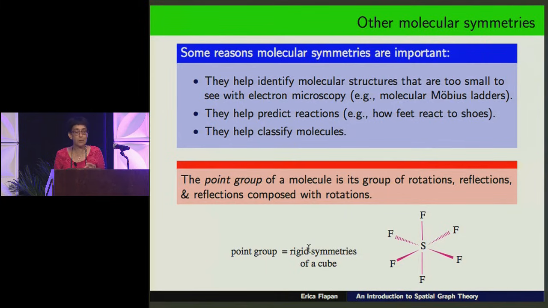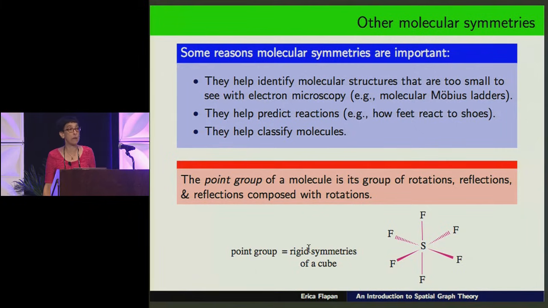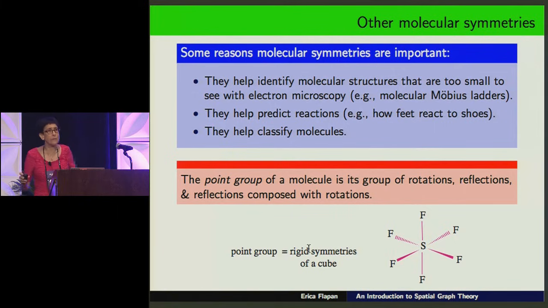They also help us predict reactions. And the way to think about this is think about your foot. So a right foot is a chiral object, just like your hands are. I could have thought of a hand, but I thought of a foot. Okay, so I have a right foot, it's a chiral object. I have a right shoe, it's a chiral object. The right foot and the right shoe react differently than a right foot and a left shoe. Right, the right foot is not going to be happy at all with that left shoe.